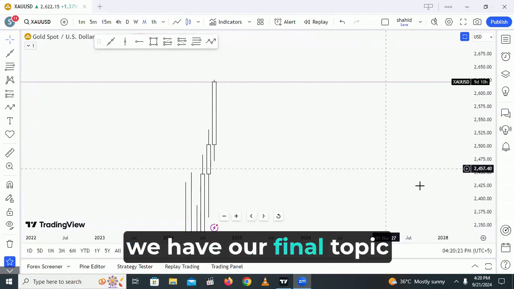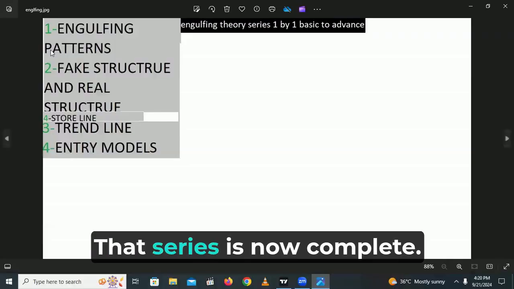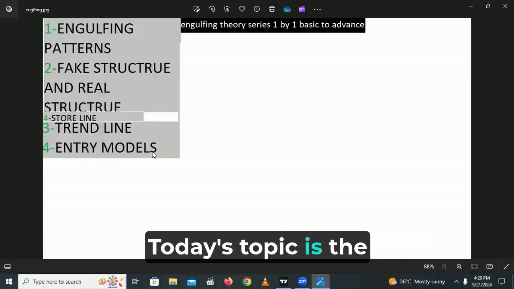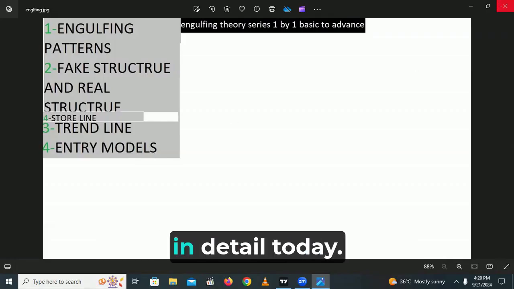Today we have our final topic of the entry module, which was part of our series on engulfing. That series is now complete. Today's topic is the entry module. We'll discuss how to make entries and exits in detail today.